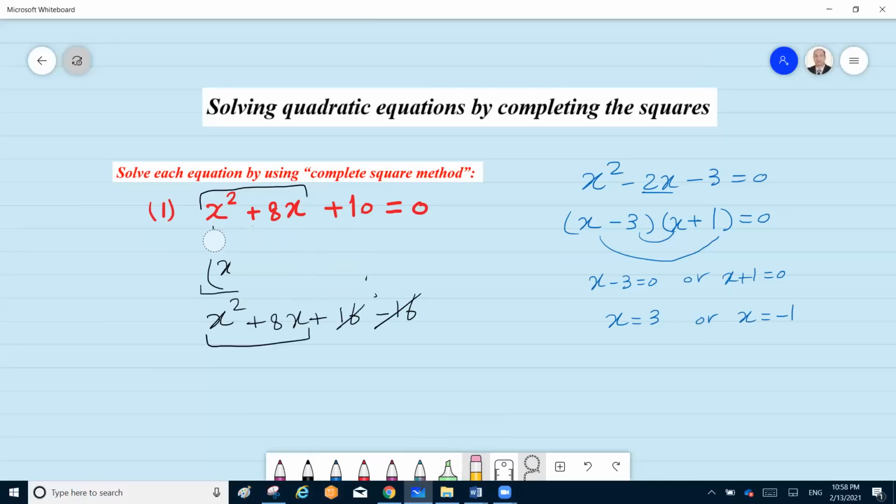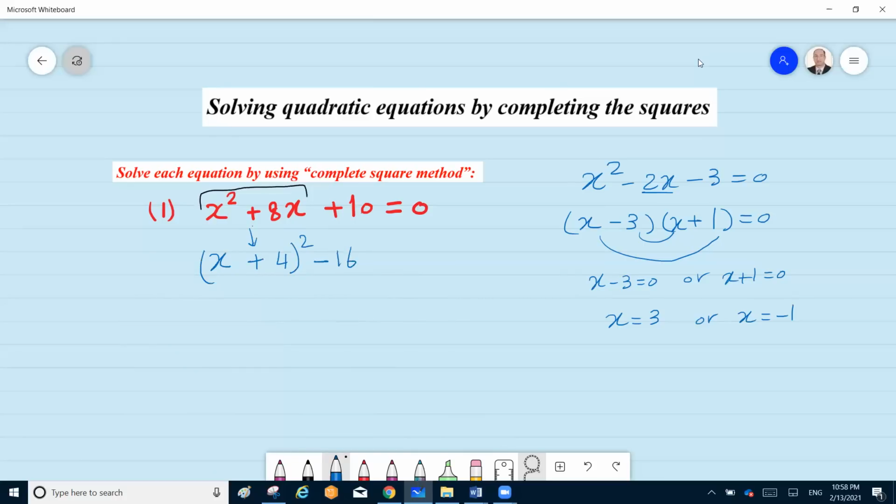To solve such an equation by completing the square, concentrate again with me. Just write x, the same sign plus, take half of 8 as 4 and square it. After that, always minus this number squared, 16. Now you can continue writing the rest of the equation: plus 10 is equal to 0. And now x plus 4 all squared is equal to negative 16 plus 10, which is negative 6. When you bring it here it will be positive 6. So x plus 4 squared is 6.